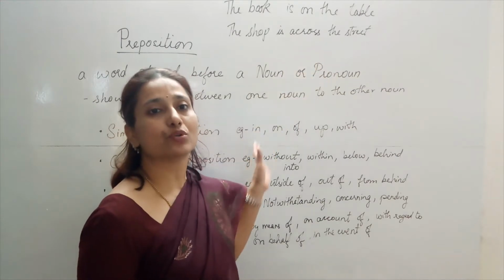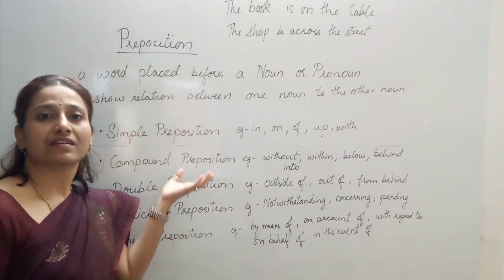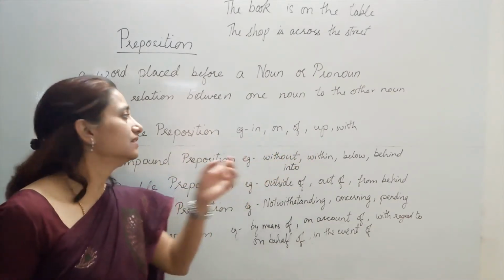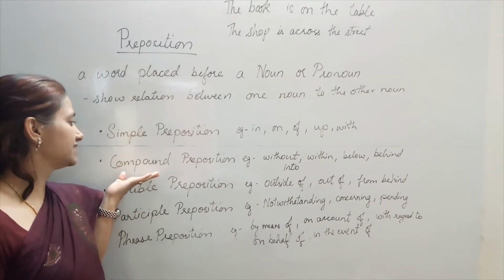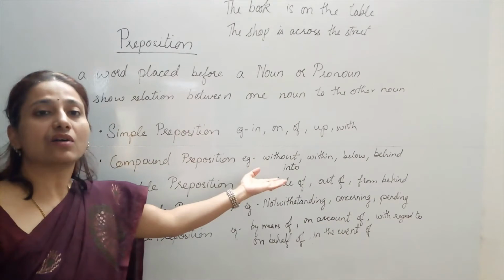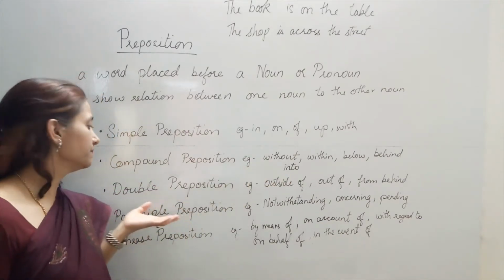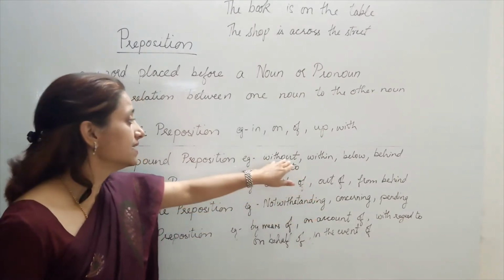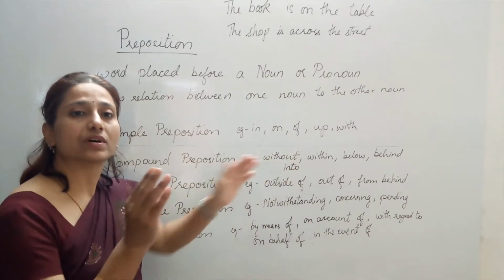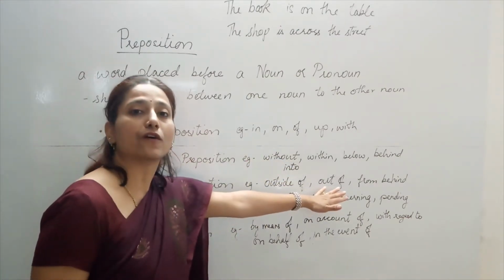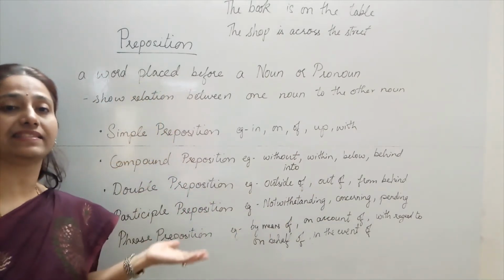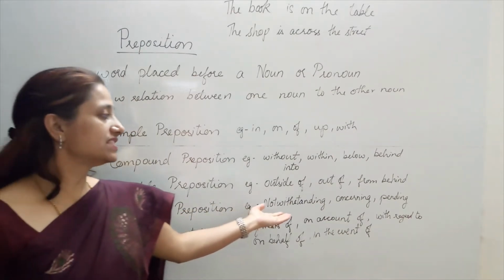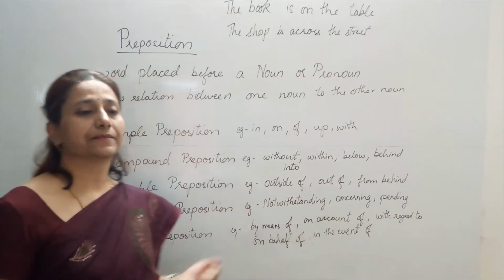So there are many prepositional words that we should know, starting from simple prepositions such as in, of, with. Compound prepositions such as without, within, into, below, behind. Double prepositions are outside of, out of, from behind, from beneath, two prepositions together. Get it from beneath the place. Participle prepositions are notwithstanding, concerning, pending.